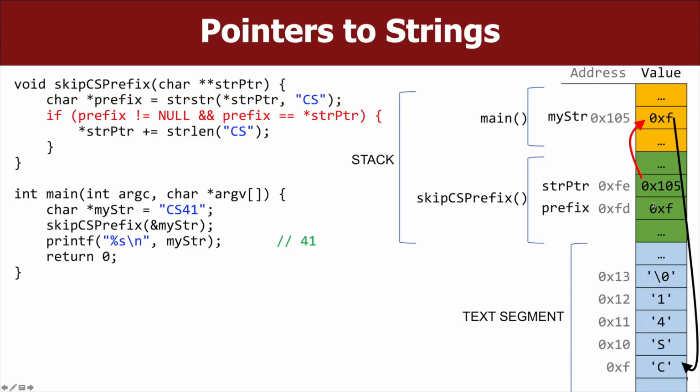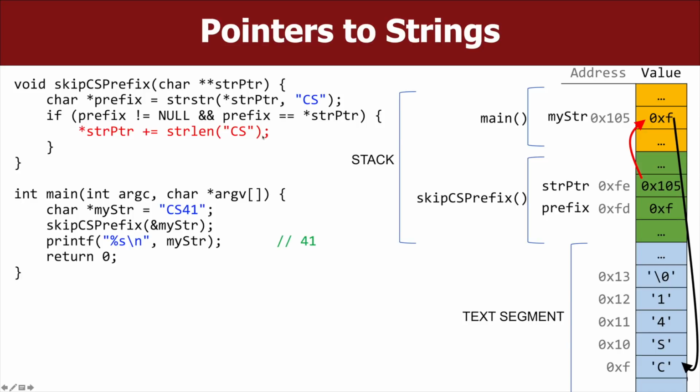Next, we go to the line here where we're checking if the prefix was found. So if prefix is not null, and if it equals star stirPointer. What this is saying is if this is pointing to the same place as the start of this string, that means that we found the substring at the start of this string. So if this is the case, we're going to dereference and get the string that stirPointer points to, and we're going to add a certain number of positions. In this case, we're going to add 2 positions because that's the length of CS.